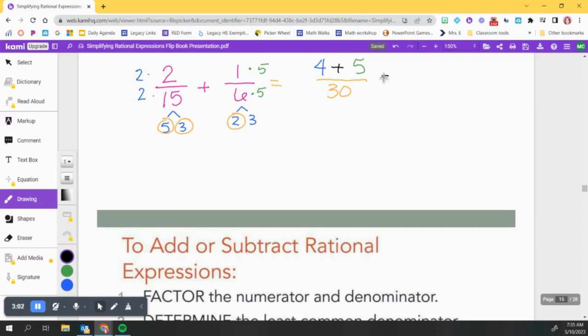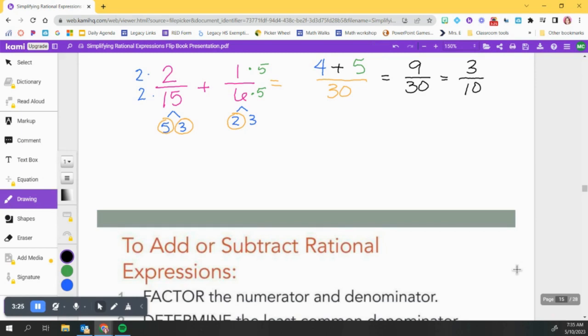So we end up with 9 over 30, which, of course, if it will reduce, we would reduce that. Okay? So 9 and 30 are both divisible by 3. That would give me 3 over 10. Do you guys kind of follow that process with the numbers? Did that make sense with the numbers?